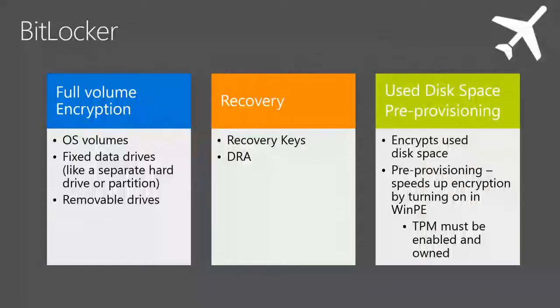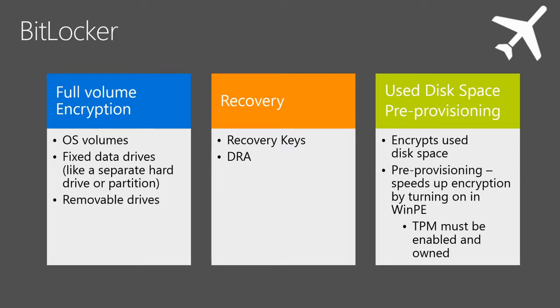So BitLocker is a full volume encryption solution. So the keyword there is volume. It's not full disk encryption. And there are 3 different volume types. The first one is your operating system volume, which makes sense. That's got your operating system on it. And there are also fixed data drives. Fixed data drives are things like a secondary hard drive, or a second partition on an existing hard drive, like your D drive, right? So that's what a fixed data drive is. And there are also removable drives. Those are USB drives. So those are the 3 different volumes that BitLocker can protect.